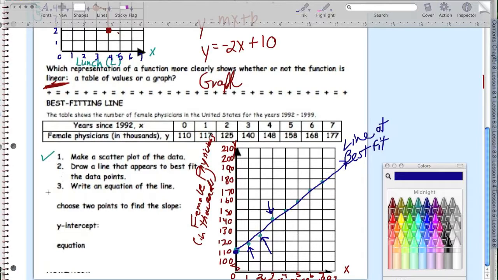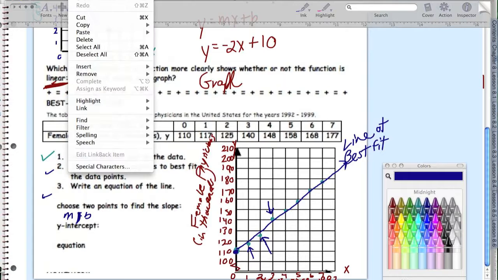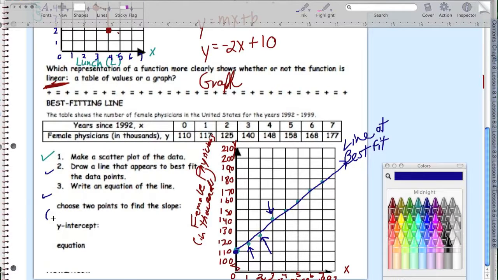Now they want us to write an equation for this line of best fit. So to do an equation, we need two values, our m and our b. So we want to find our slope first. So I'm going to choose two points like we did above. I'm just going to choose right around here. It increased by the same amount, and that seemed to follow a pattern. So I'm personally going to choose those two.